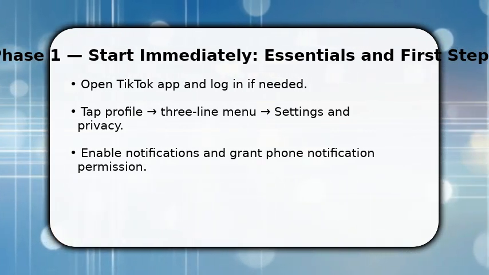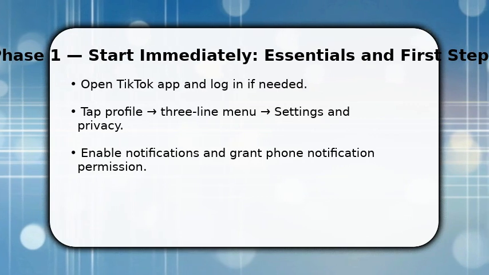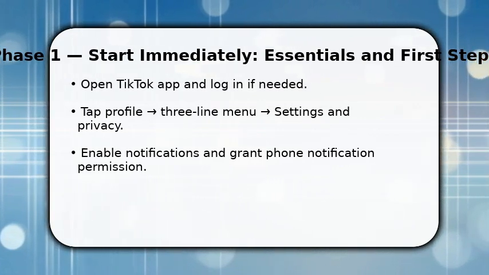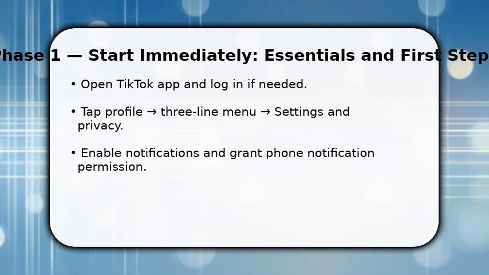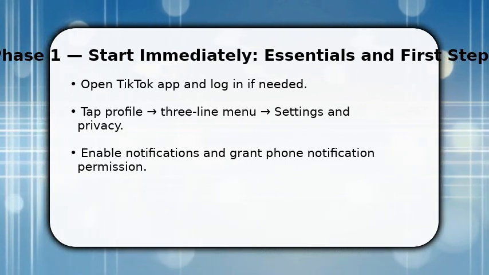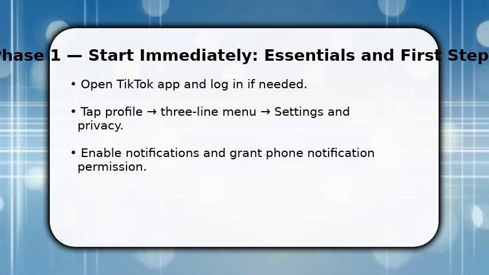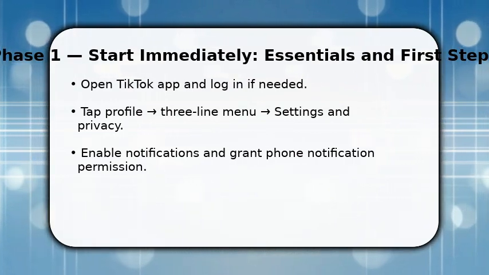Make sure your phone's system notifications are allowed for TikTok so sounds can play. If not, the app will be silenced by the OS. Now that permissions are set, you're ready to pick a specific notification sound option within the app.